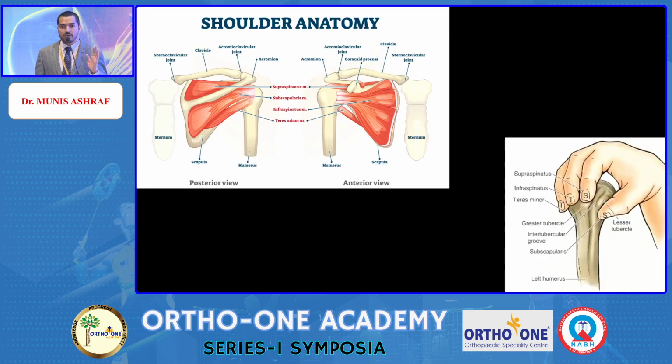So before that, some basic anatomy. Shoulder anatomy is comprised of bones, muscles, ligaments and tissues. We have four muscles, that is the rotator cuff muscles. We have a capsule which keeps the humerus in place.